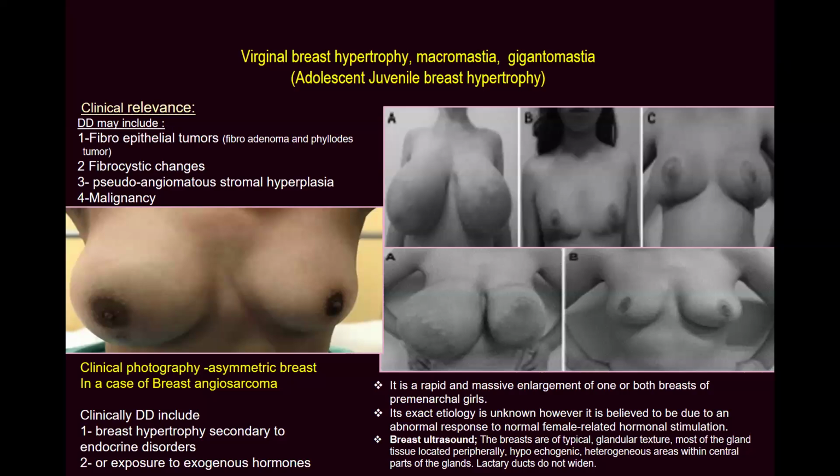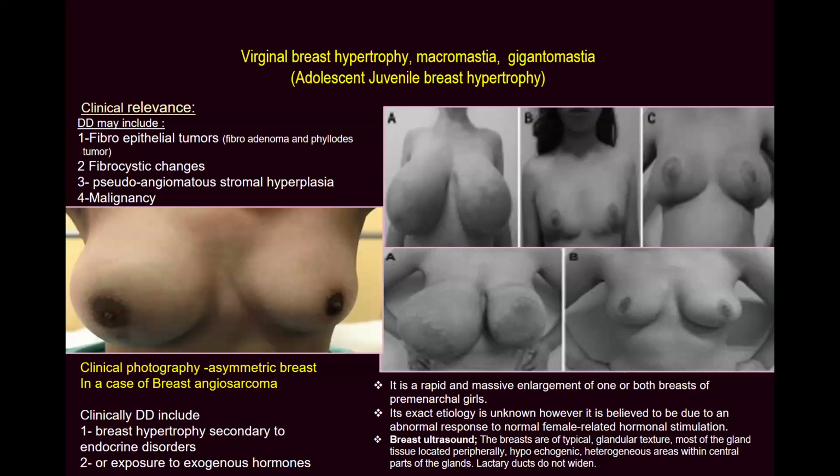virginal breast hypertrophy, macromastia, gigantomastia, adolescent juvenile breast hypertrophy, all these names, we have discussed it. Okay? But in my practice, I'm not seeing it. And we said that it is usually treated by reduction mammoplasty. But we said first, the role of radiology is to exclude the other differential diagnoses.